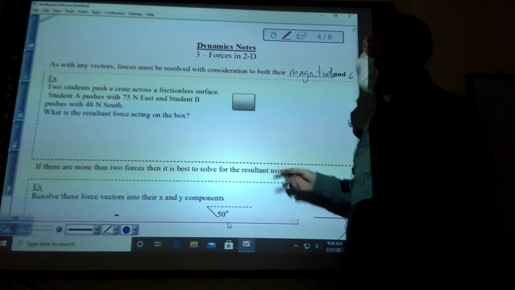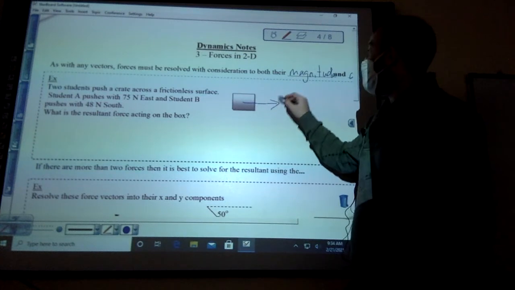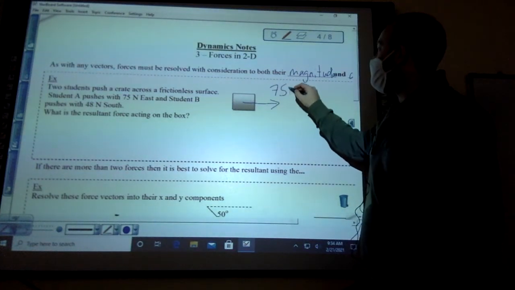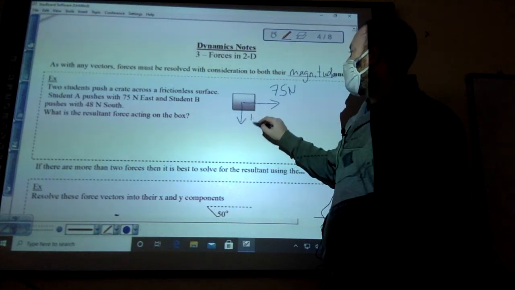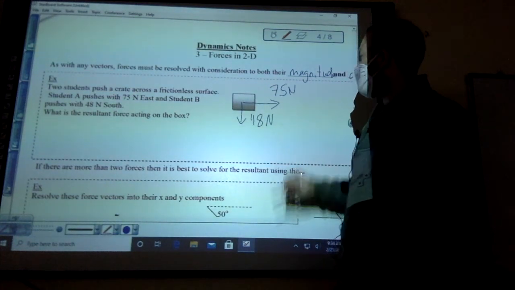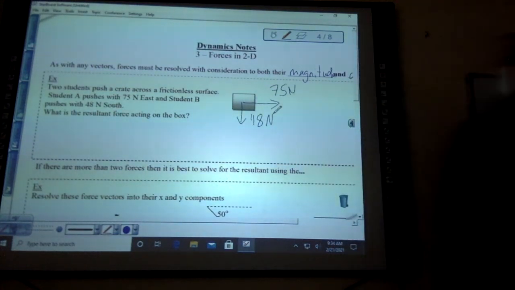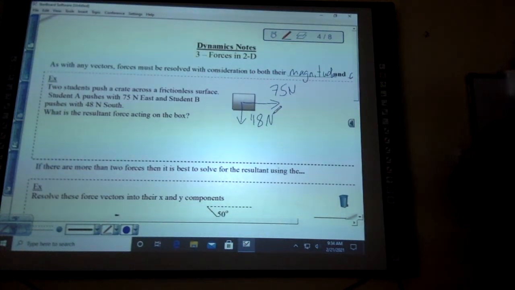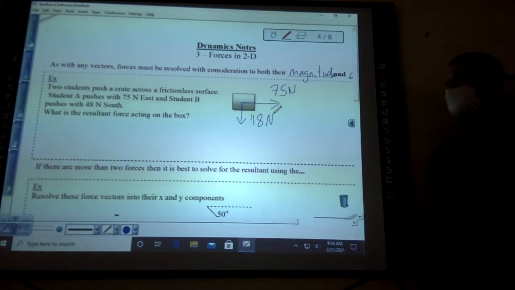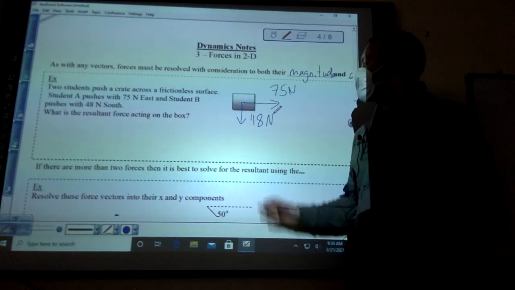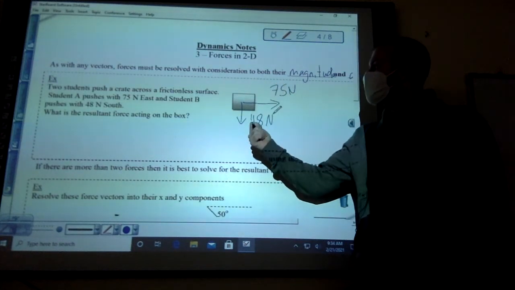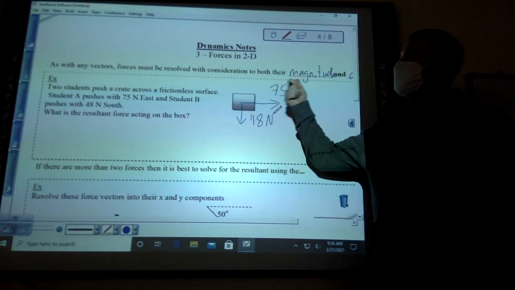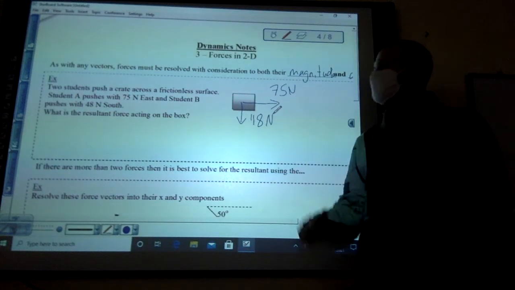So I can draw these on here. So I've got 75 newtons going east, and I've got 48 newtons south, like this. This one's a pretty straightforward addition. You just go tip to tail. It's a 90-degree triangle. It's not going to be too bad. So if we draw this out, again, it doesn't matter if I draw it first the east and then the south, or if I do the south first and then the east, I'm going to end up with the same triangle.